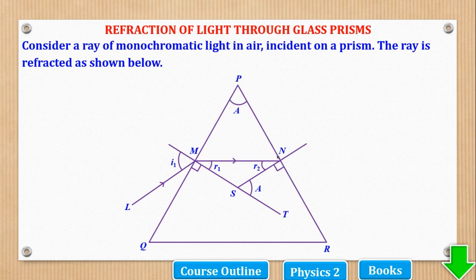The ray meets the second refracting surface at N. r1 is the angle of refraction at M, and r2 is the angle of incidence at N. By geometry, this angle is equal to this one. Then at this point, the ray is refracted to emerge out of the prism, where i2 is now the angle of emergence.